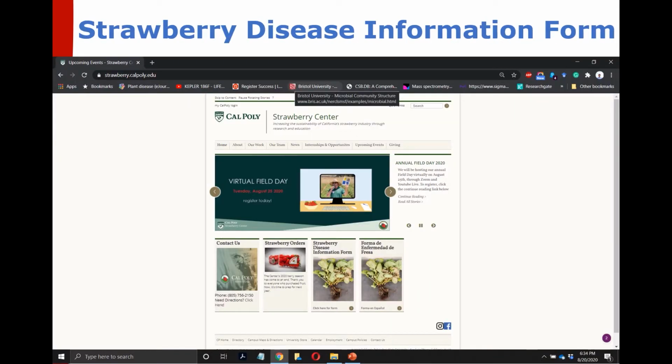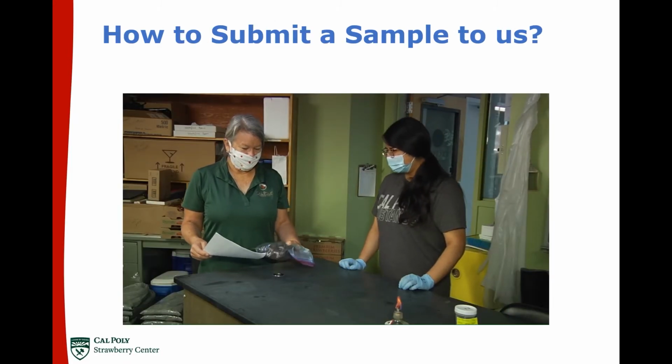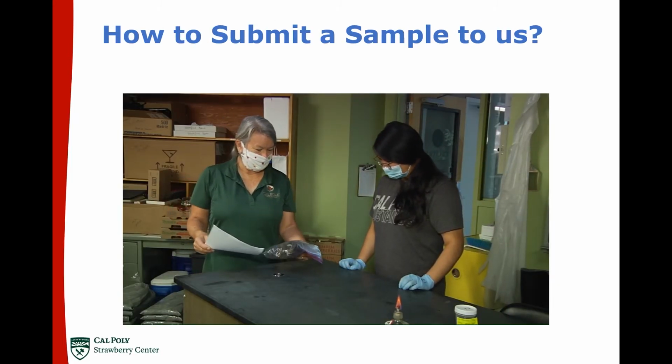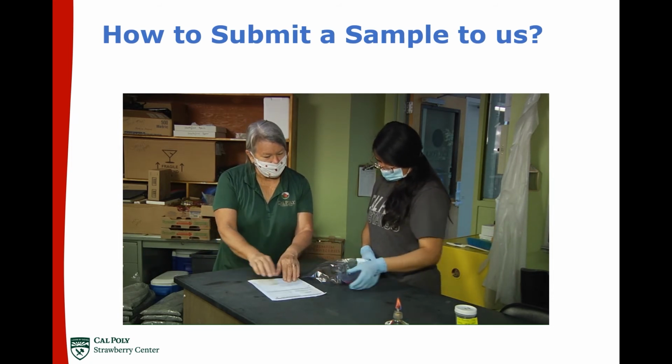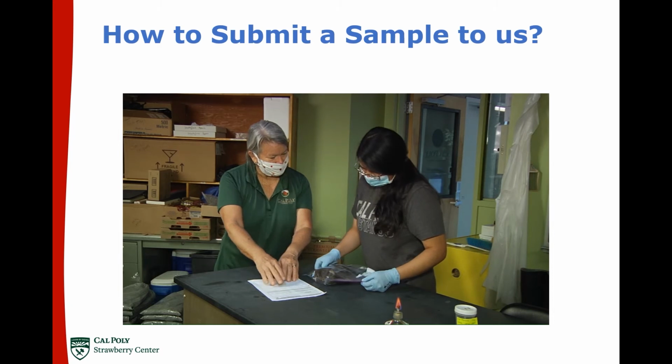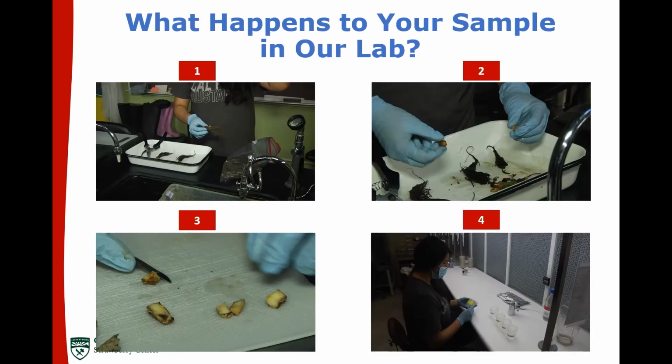In order to submit your sample, go to our website, click on Strawberry Disease Information Form, fill out all the fields, and send or drop off the sample to the address in the form. It is very important that you fill out the submission form so that we know as much information as possible about the sample, and we have a chain of custody. Photos are always welcome.